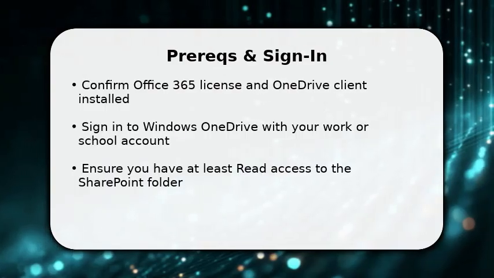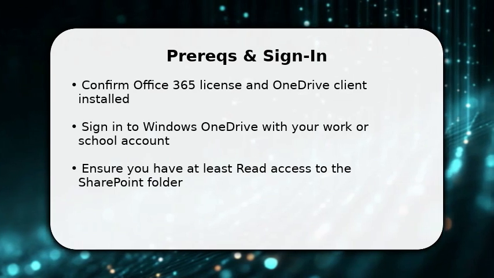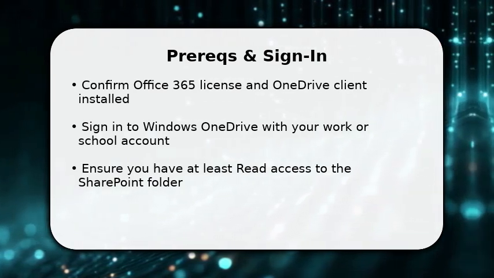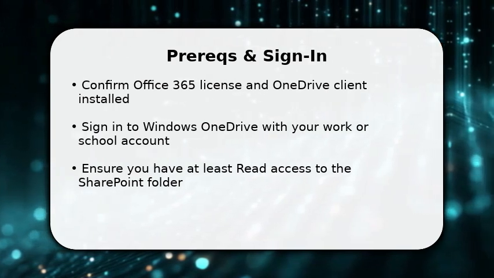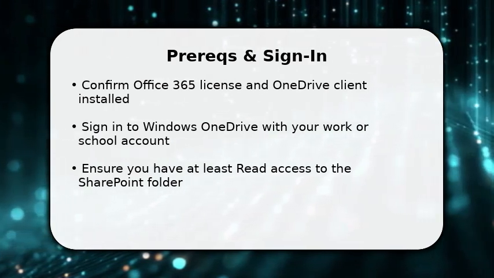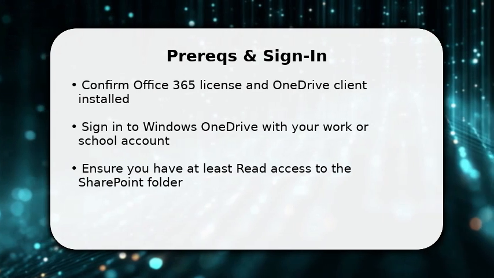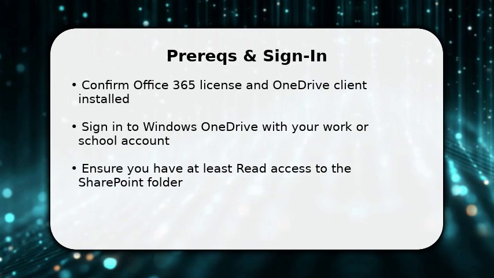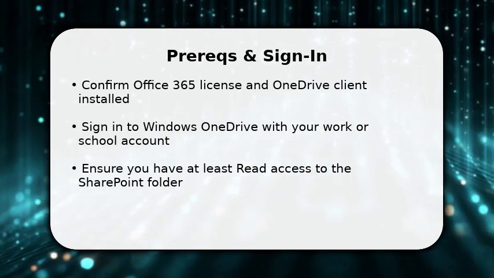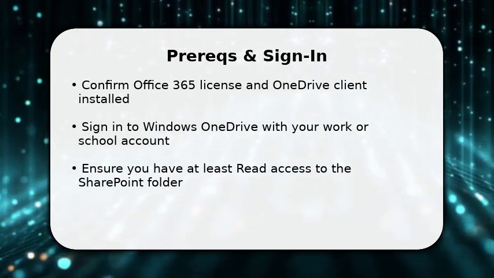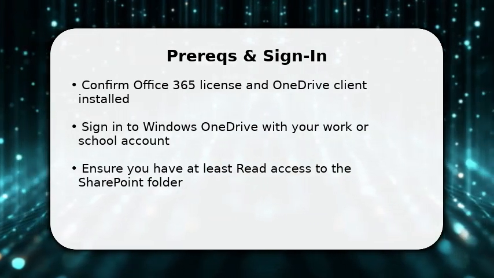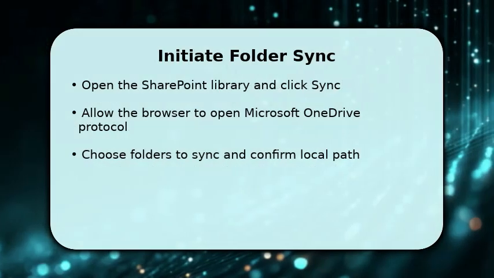You start by confirming prerequisites: a licensed Office 365 account and the OneDrive sync client installed. Sign into OneDrive with your work or school account so the client can authenticate. Make sure you have at least read access to the SharePoint site and folder you want to sync. Otherwise, syncing won't start. Once signed in, open the SharePoint site in your browser and navigate to the target folder. These steps prevent permission issues. Now initiate the sync.